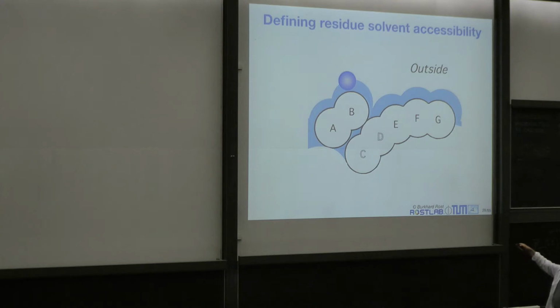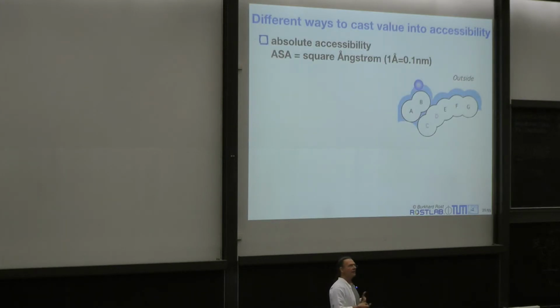And similarly here. But in this particular image, residue C, and only residue C, is completely not accessible to water. But you do see that all the other 6 residues have a different degree to which they can be accessible to water. And that, in fact, is the absolute accessible surface. It's in square angstrom. So an angstrom is 10 to the minus 10 meters, or 0.1 nanometers. So it's essentially how many square angstroms you can access. This is one way of defining it.